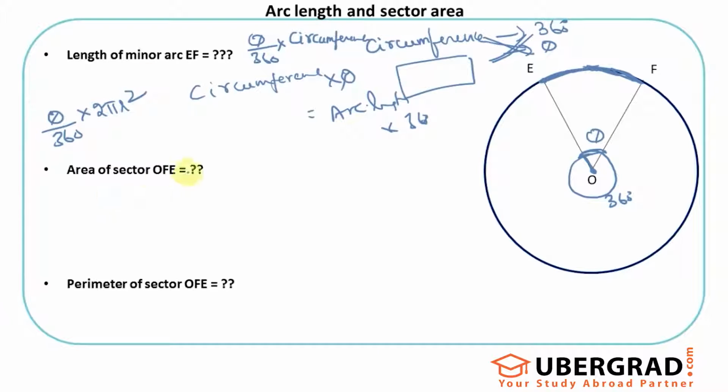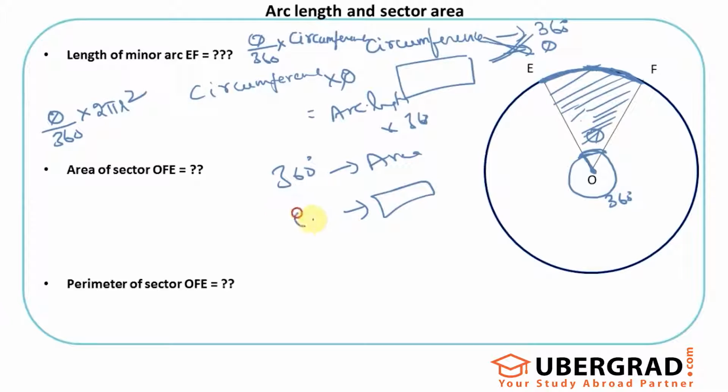Very similar to sector area. This is what I need to find out. I know the entire circle area would be for 360 degrees, like how I found that the circumference is for the entire 360 degrees. For the required sector area, it is covering theta degrees. I cross multiply, and I will get theta by 360 into the area of the circle, which is pi r square. The formula is theta by 360 into pi r square. That will give me the area made by this theta degrees for this entire sector.